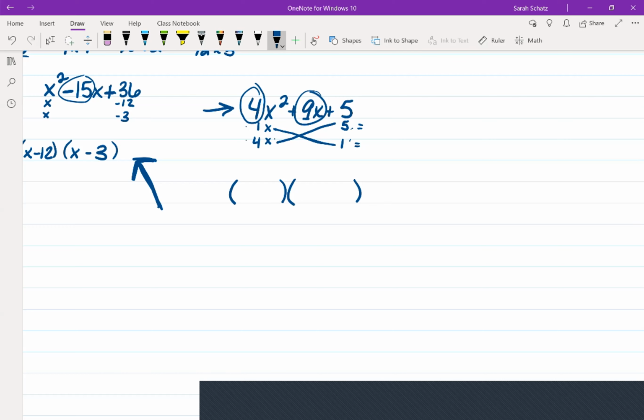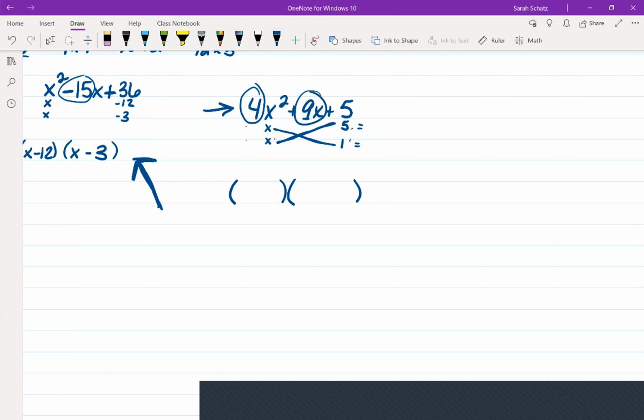We have 1x times 1, and that's just x. 4x times 5 is 20x. 20x and 1x, is that making a 9? It's not. So there's a problem, but you think to yourself, hey, I already tried 2 and 2. What other choice do I have? Well, this is where, like I said, order matters.